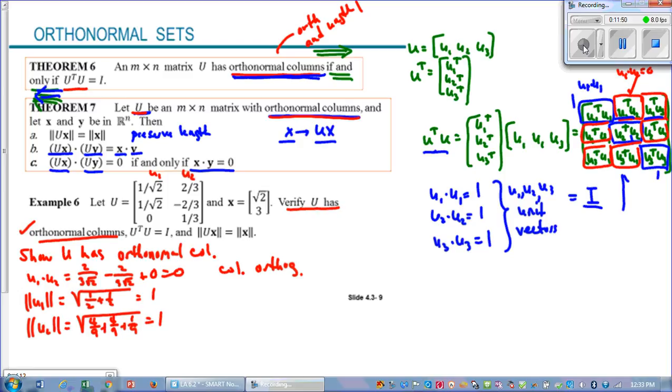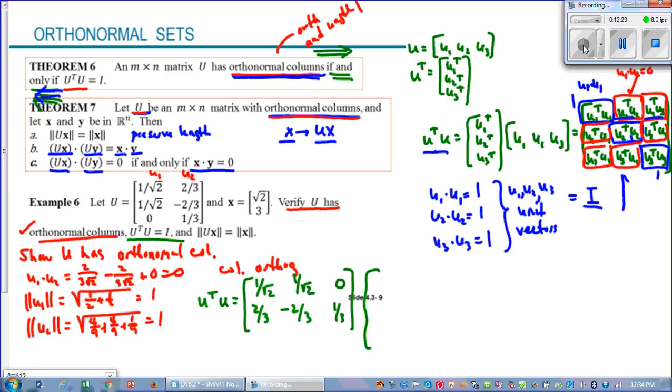Okay, I want to show that U transpose times U is equal to the identity. Okay, so U transpose will be 1 over the square root of 2 and 2/3. Oops, I'm taking the transpose, changing the rows to columns. So there's column 1 and here's column 2. Okay, now I'm going to multiply that by U itself, which will give us a 2 by 2.